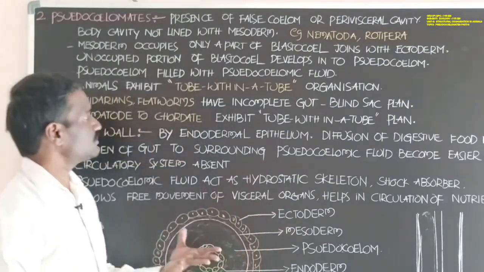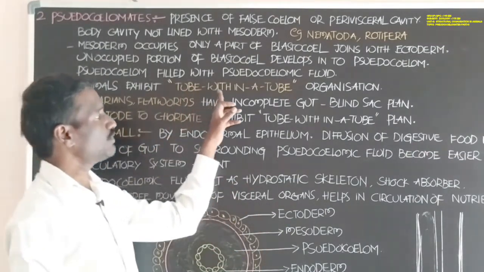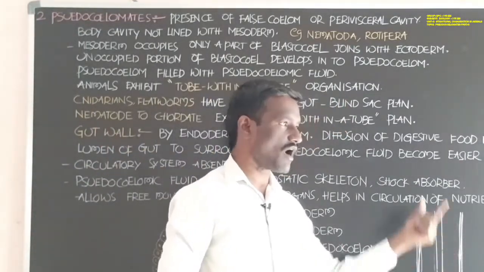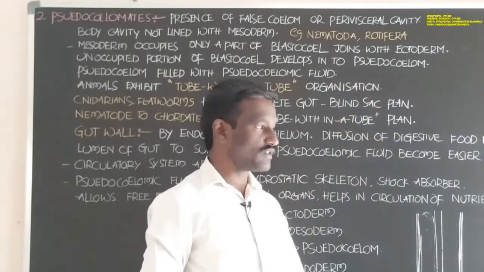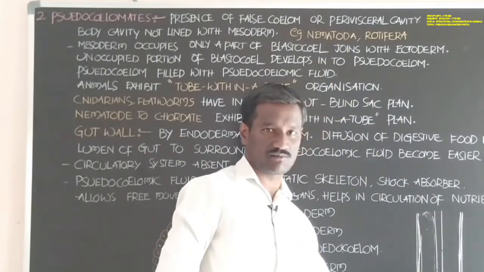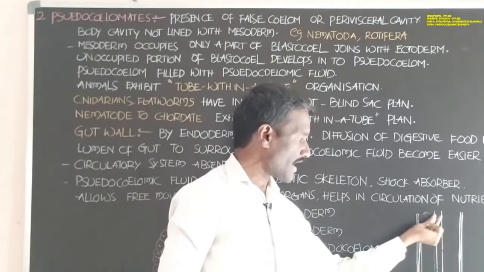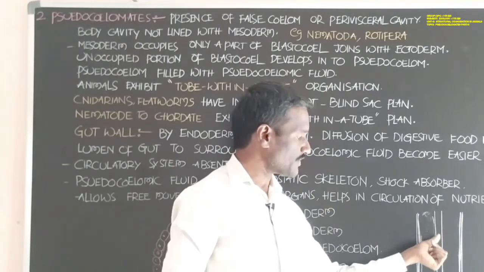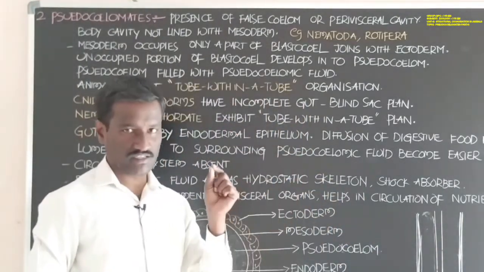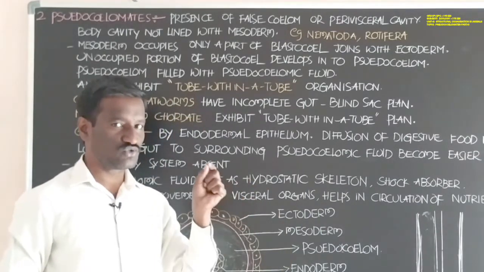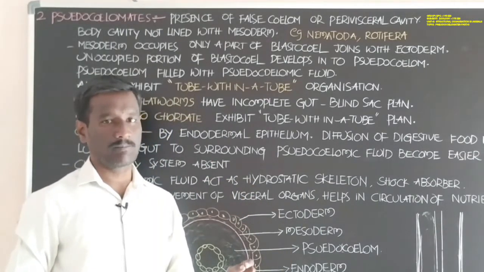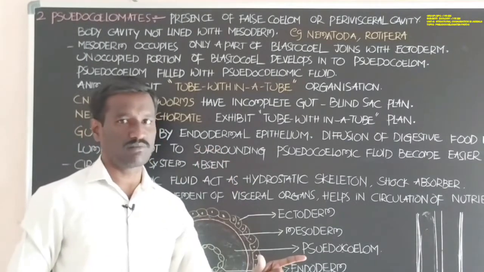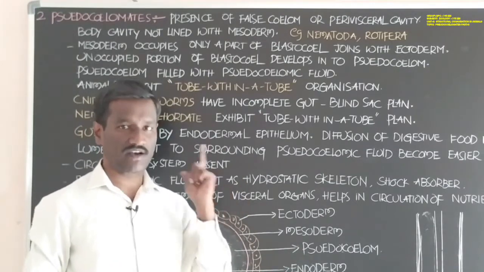Student, these are the animals that exhibit the tube within a tube organization. That means the entire body wall of the animal is arranged in a tube-like structure, with another tube in the middle part. So it is the tube within a tube organization. Which animals show the tube within a tube organization? Nematodes and the rotifers. Pseudocoelomates show the tube within a tube organization.